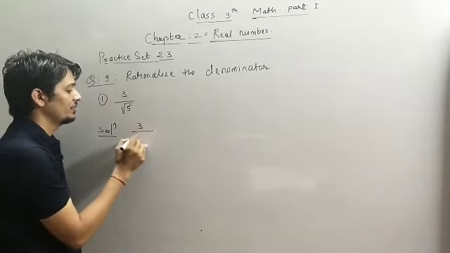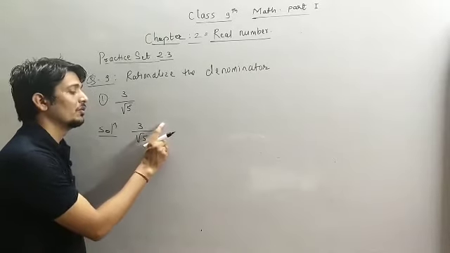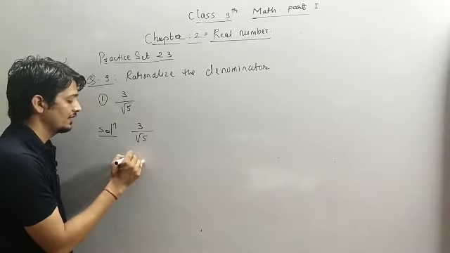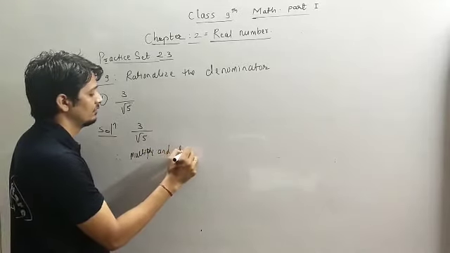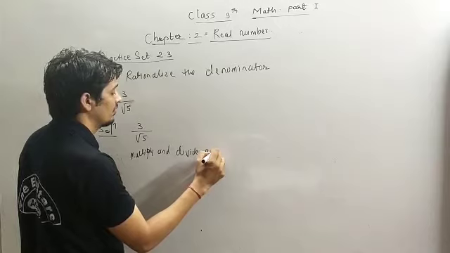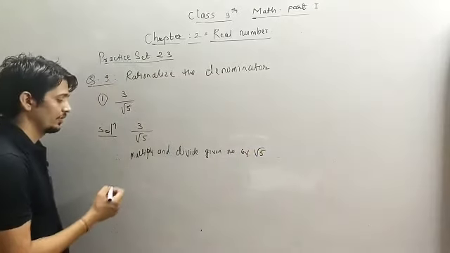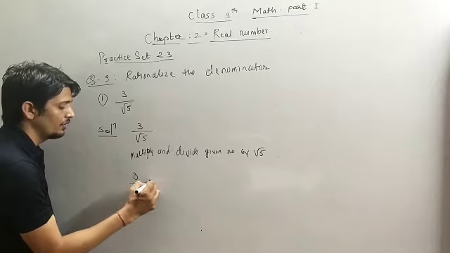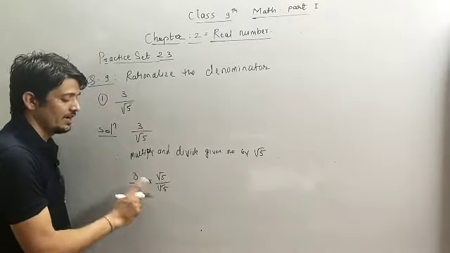So we know we have 3 by root 5. So जो root 5 है इसको हम क्या करेंगे, मल्टीप्लाई भी करेंगे और डिवाइड भी करेंगे. Therefore multiply and divide given number by root 5. Okay. So we will get 3 divided by root 5 into root 5 divided by root 5. So multiply भी किया and divide भी किया.